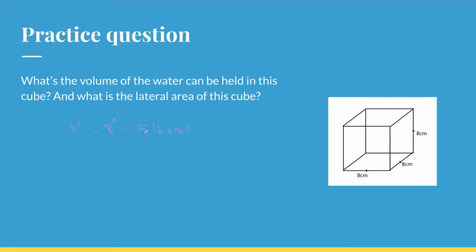Then we have lateral area. The formula would be 5s squared, so it would be 5 times 8 squared. So it would be 5 times 64, which would be 320 centimeters squared.